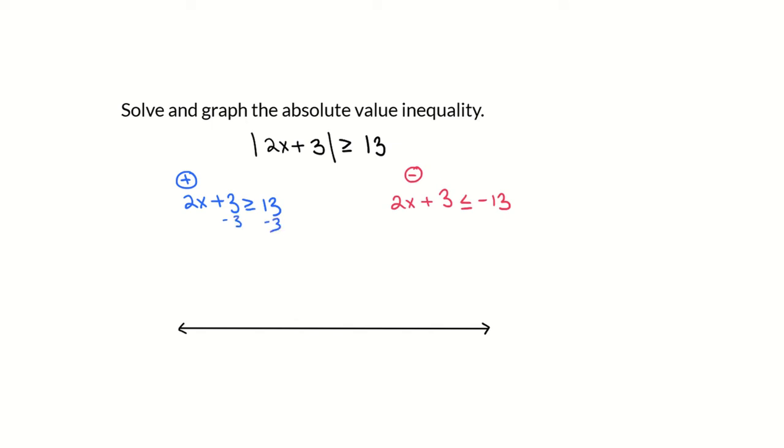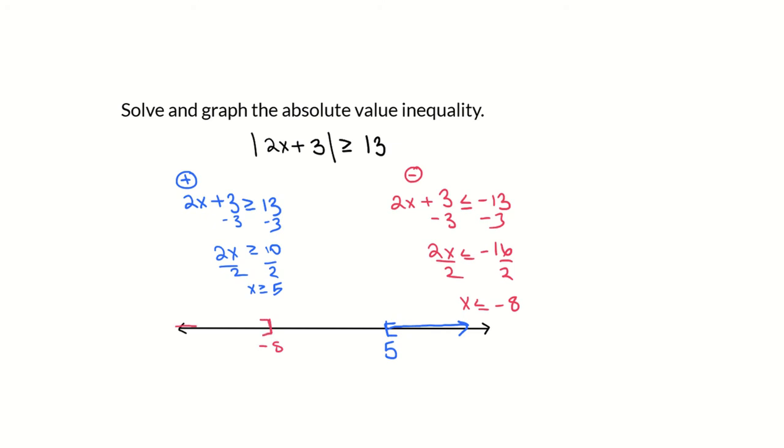Subtract 3 from both sides, and we get 2x greater than or equal to 10. Divide by 2, and x is greater than or equal to 5. On the number line, we'll put 5. X greater than or equal to means shade to the right of 5. Now the second inequality, subtract 3 from both sides. 2x is less than or equal to negative 16. Divide by 2, and x is less than or equal to negative 8. On the number line, we would shade to the left of negative 8.